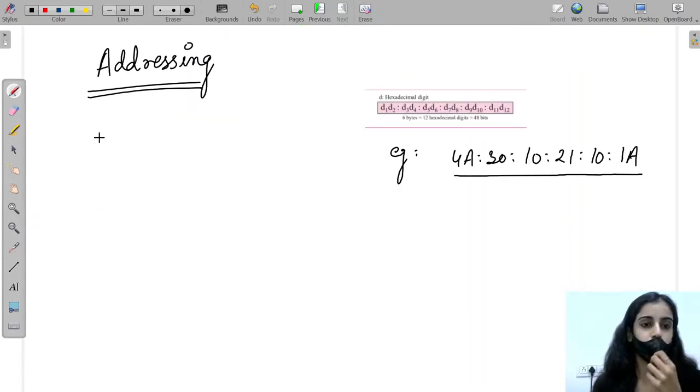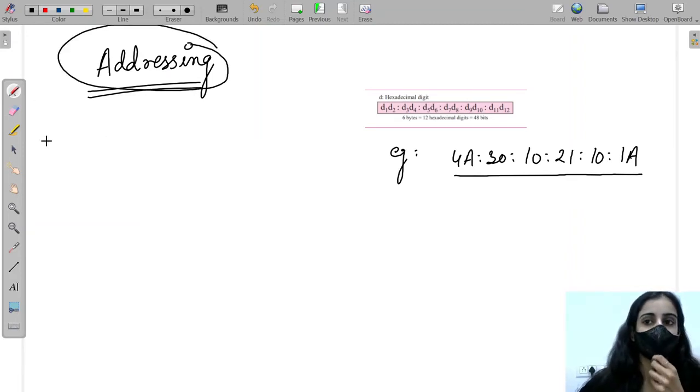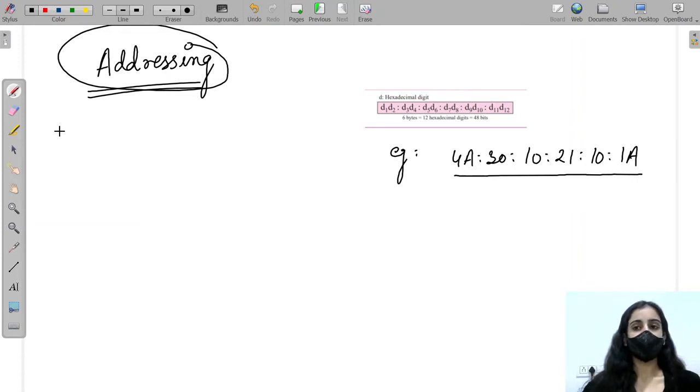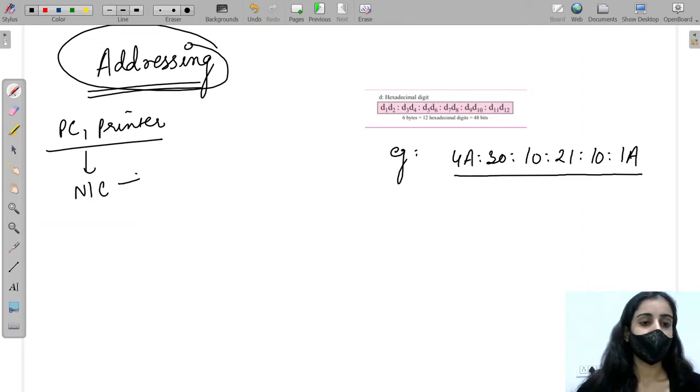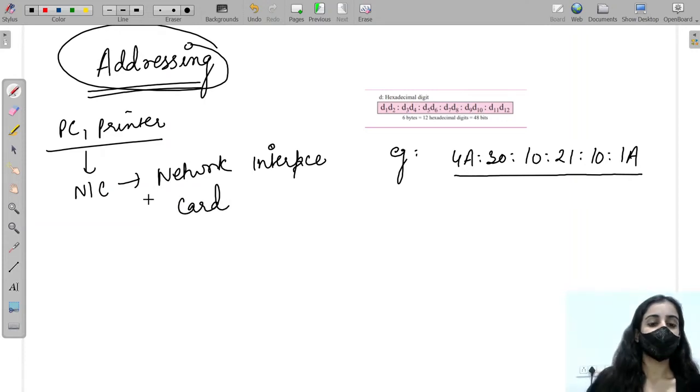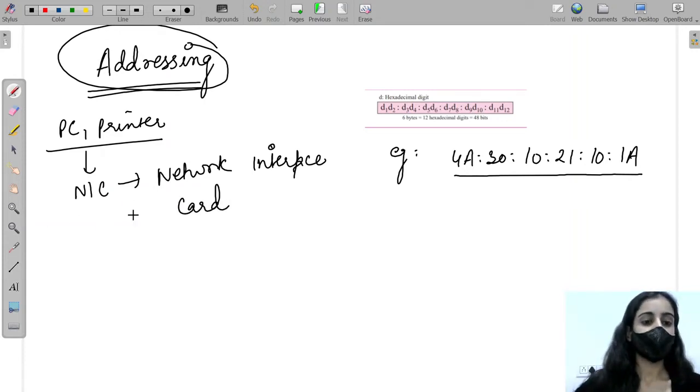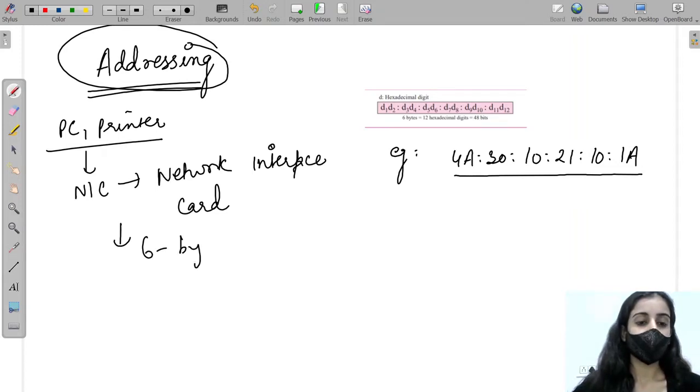So after learning about the frame formats, let us move on to the address. Each station that is present on an Ethernet network, such as our PC or printer or anything else on the network, has its own NIC. NIC stands for Network Interface Card. It fits inside a station and provides a 6-byte physical address to the station.